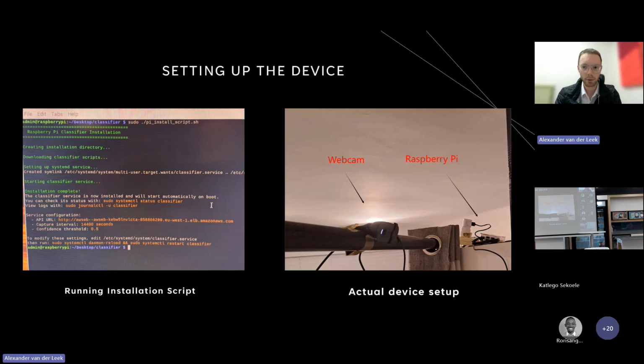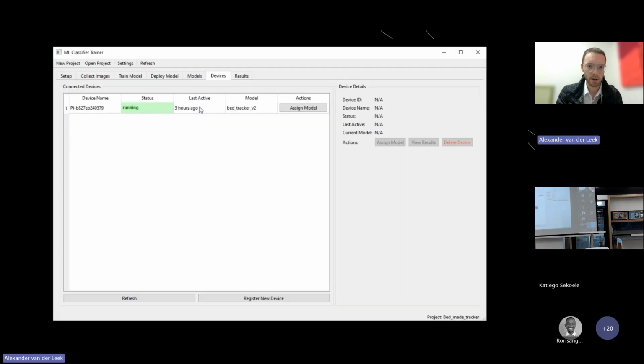Then after running the script, we have the device set up and we can place it in the right spot to take images. So in our example for whether or not a bed is made, I just went ahead and put it on top of my cupboard there with a view of the bed.